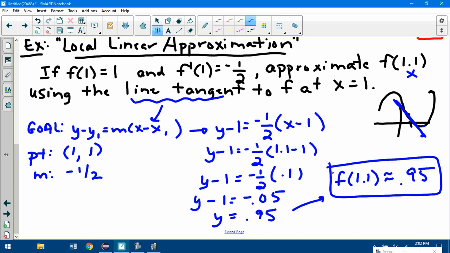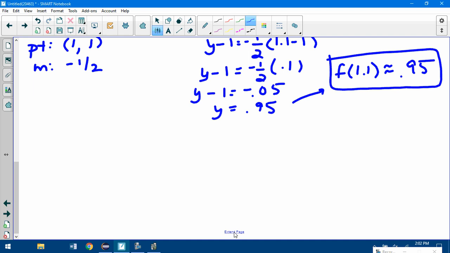Okay, that's local linear approximation, and occasionally you'll see that come up. Last question before we get to some AP review.